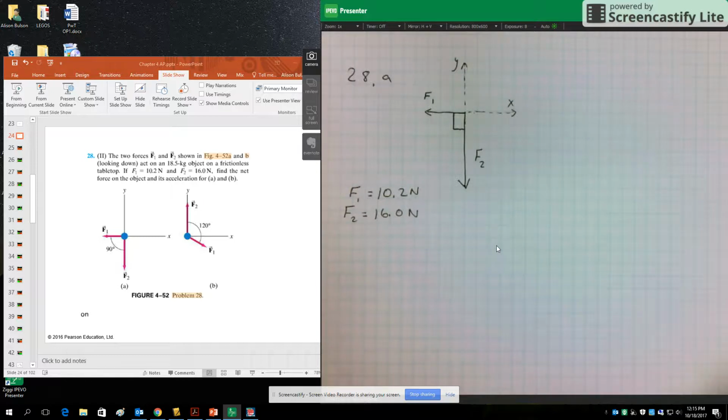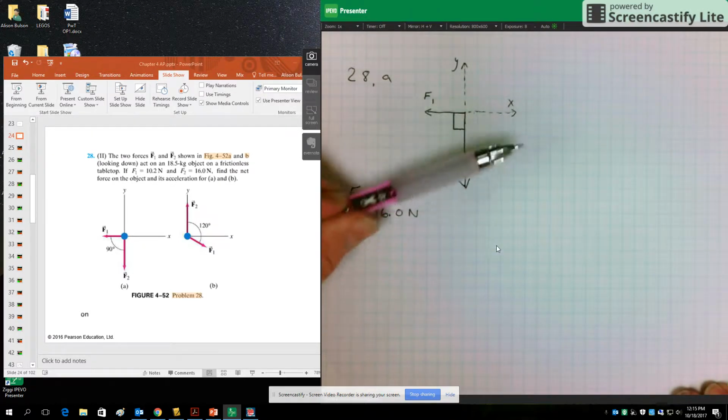We're given two forces, F1 and F2, shown in the figures, and we're looking down on this object. These two forces are acting on an 18.5 kilogram object on a frictionless tabletop. So we're ignoring two forces.